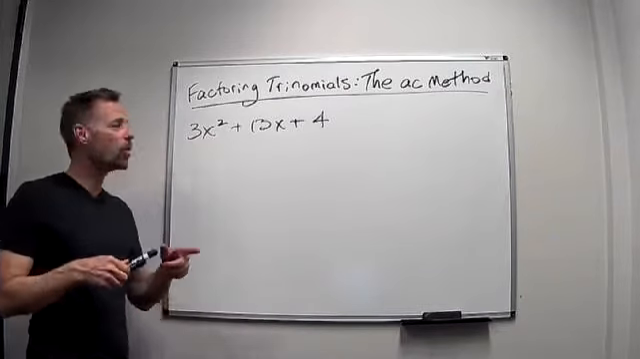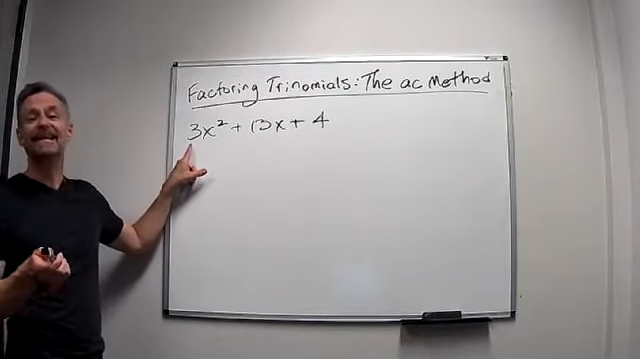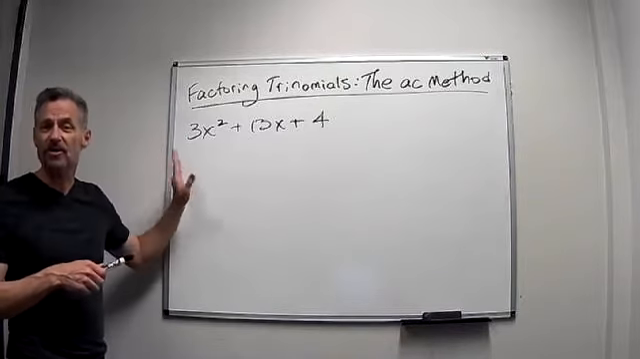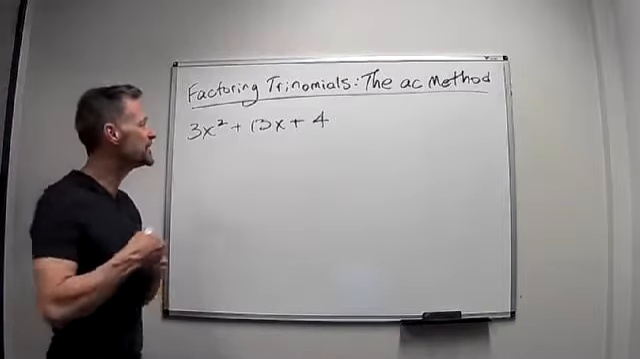This method is only for when there's a number in front of your x squared, or whatever your squared term is, that cannot be factored out. Notice 3 is not a factor of these, so I can't factor it out, it has to stay there. So let's talk about the AC method, what it means.